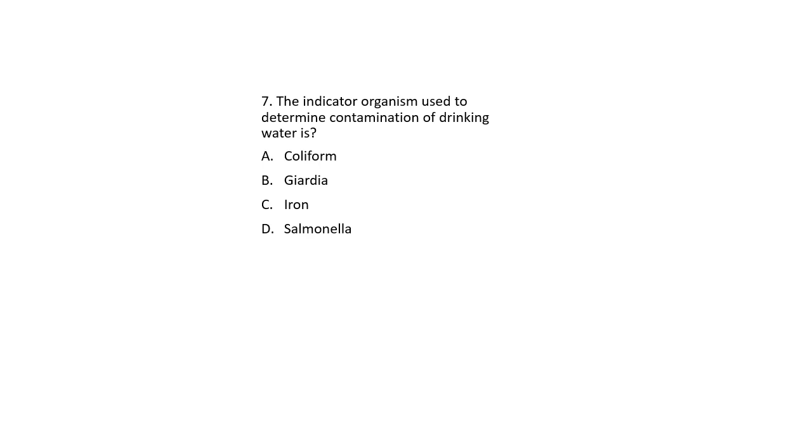The indicator organism used to determine contamination of drinking water is coliform, Giardia, iron, salmonella. Answer is A. 3 commonly used tests are multiple tube fermentation, Colli-Alert, and membrane filtration. Common BACT test.